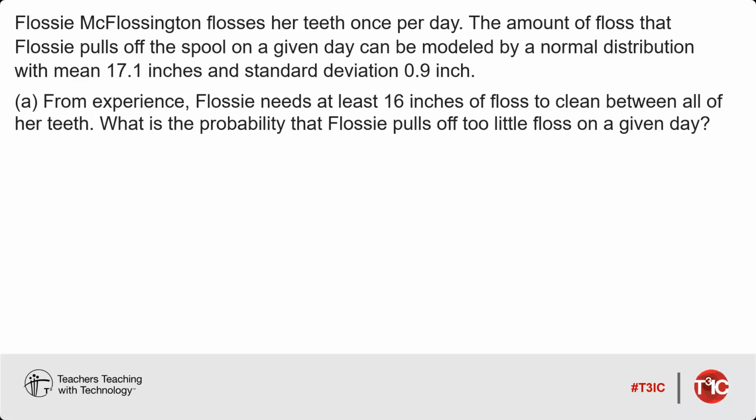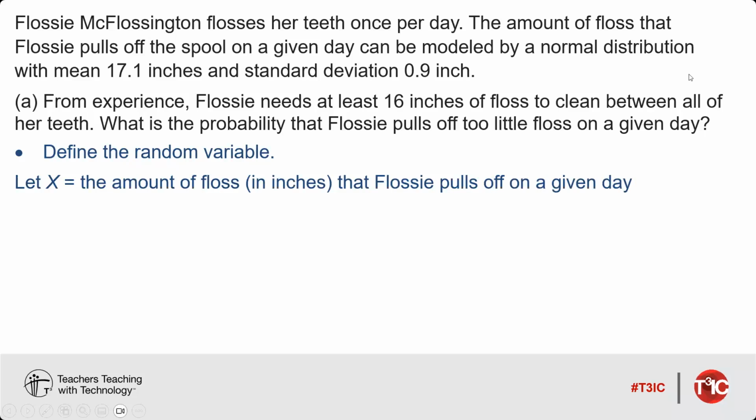So one of the things I want to do, similar to what Josh did, is talk a little bit about how the AP exam has been emphasizing these random variable probability questions in the past few years since the course and exam description came out. One of the skills that students need to be able to demonstrate is the ability to define a random variable. They may be asked to do it as a part of a question, or they should be put in the habit of doing it by their teacher so that if they're asked to do it, it becomes a habit. So in this case, I've defined the random variable as X equals the amount of floss that Flossie pulls off on a given day.